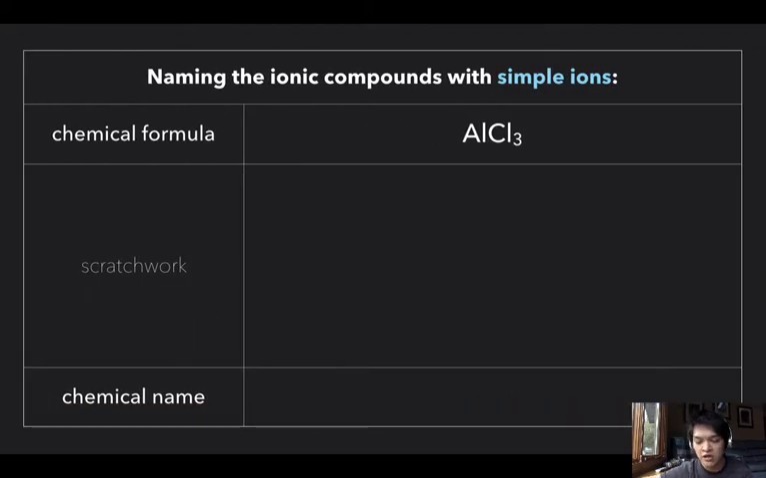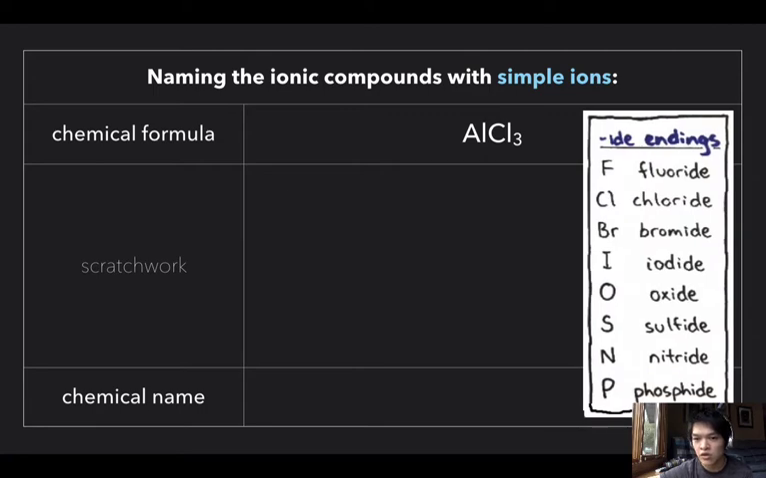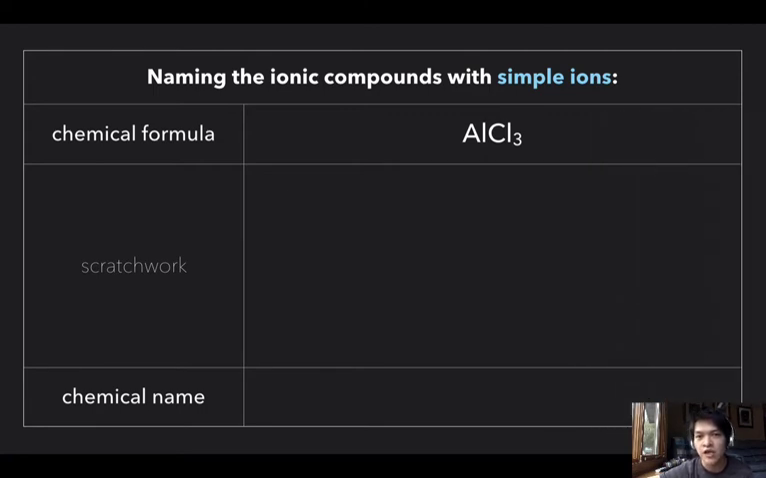Now what we have is Al, which is aluminum, and Cl, which is chlorine. However, the second element has "ide" endings, so instead of chlorine, it would be chloride. So what we have really is aluminum chloride.